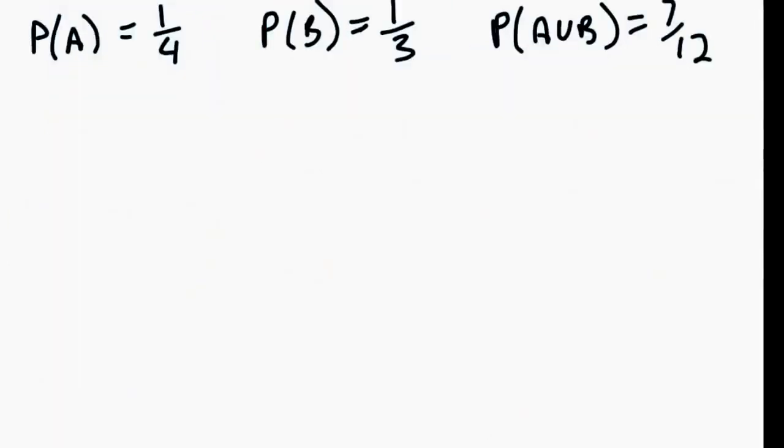The next type of question that's quite tough to understand is when they give you the probabilities in terms of numbers. So in this question they say the probability of getting A is a quarter, probability of B is a third, and probability of getting A or B is 7/12. And the question is asking, are they mutually exclusive or not?